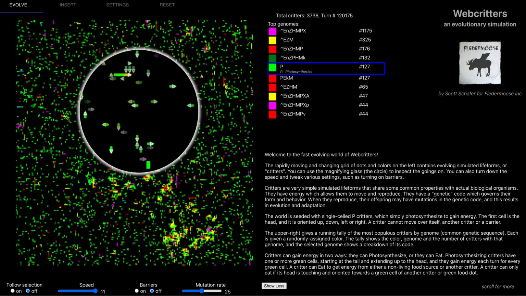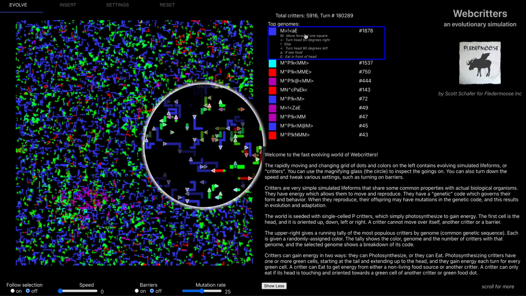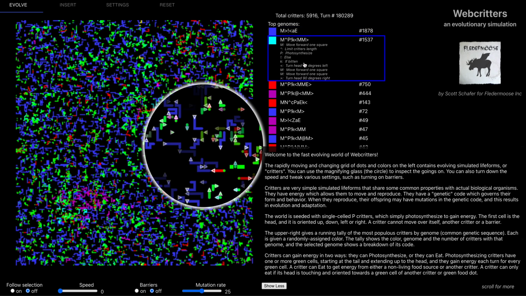So I'd like to close here by switching to something that I think is kind of interesting. These are two critters, two different genomes that evolved, which have very different strategies. And you can just see, looking at the genome, this one doesn't have a photosynthesize instruction. It has an eat instruction. And this one doesn't have an eat instruction. It has a photosynthesize instruction. So they clearly gain their energy in very different ways.